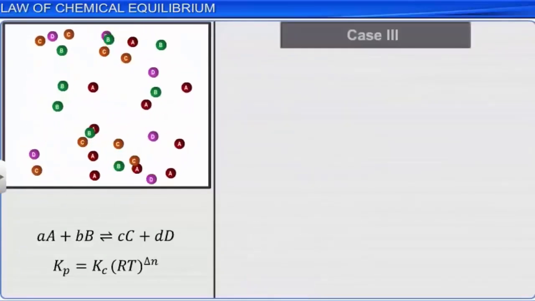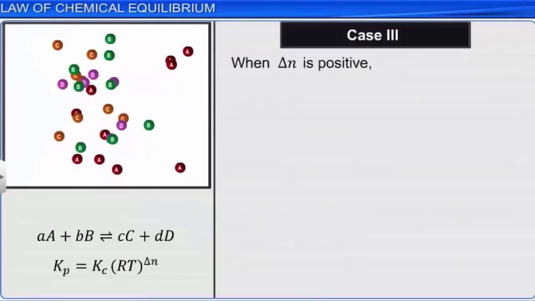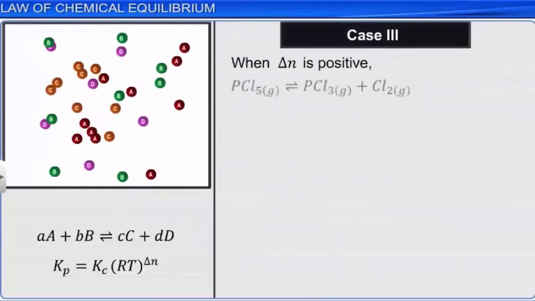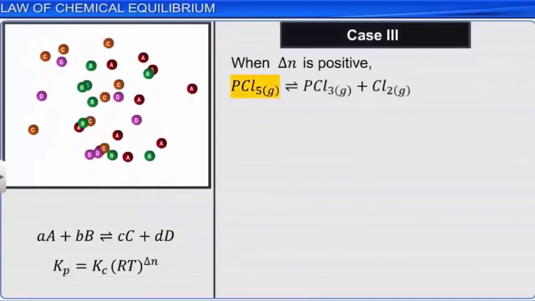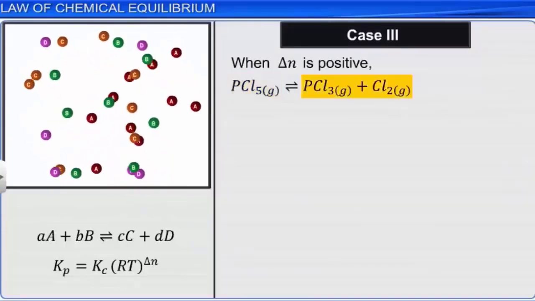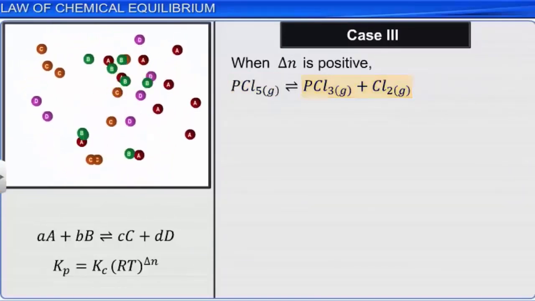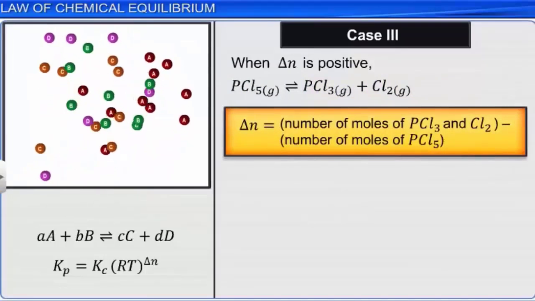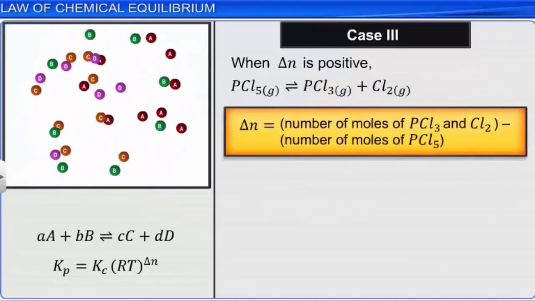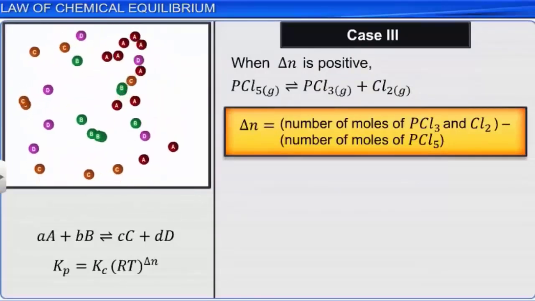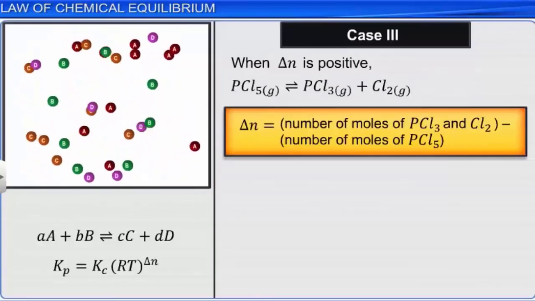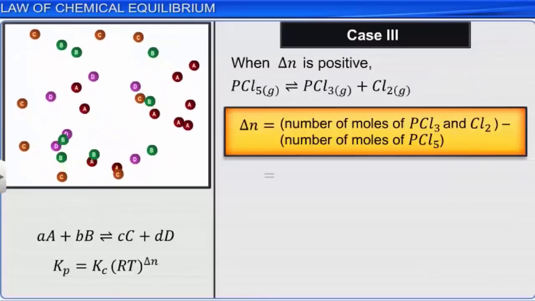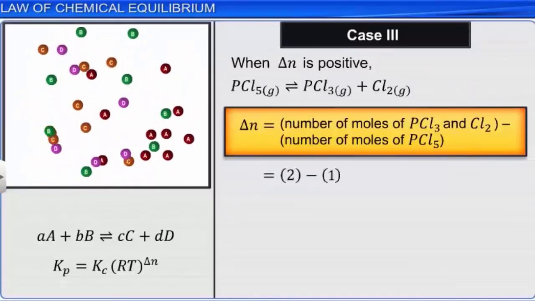Case 3. When delta N is positive. Consider the dissociation of phosphorus pentachloride into phosphorus trichloride and chlorine. For this reaction, the difference in the number of moles, delta N, is equal to the number of moles of phosphorus trichloride and chlorine minus the number of moles of phosphorus pentachloride, which is 2 minus 1, equal to 1.